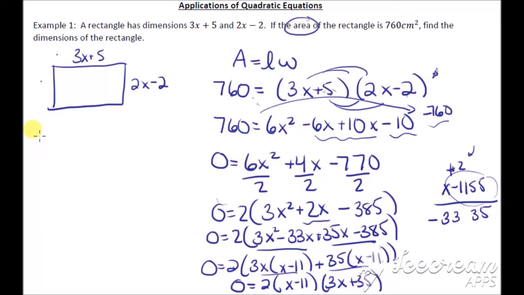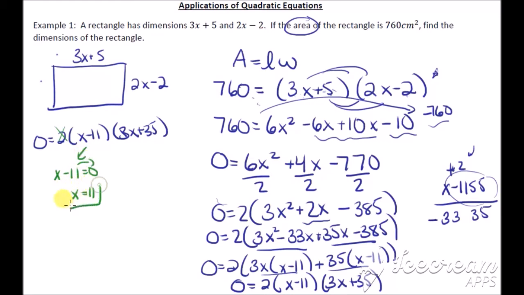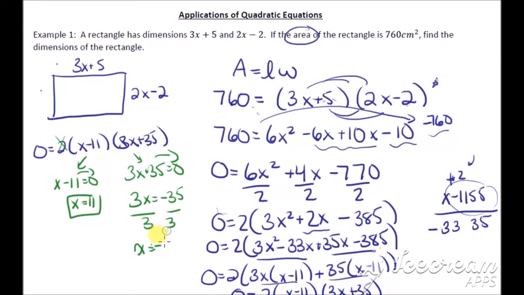If we take a look at those factors, I'm just going to rewrite it up here. We're going to branch this factor off. Remember, we don't have to branch off the 2 because it doesn't have an x attached to it. So x minus 11 equals 0, and we get x equals 11. Then 3x plus 35 equals 0. We bring that over, I get 3x equals negative 35, and then I divide out. It's not a nice decimal, so let's just leave it as negative 35 over 3.